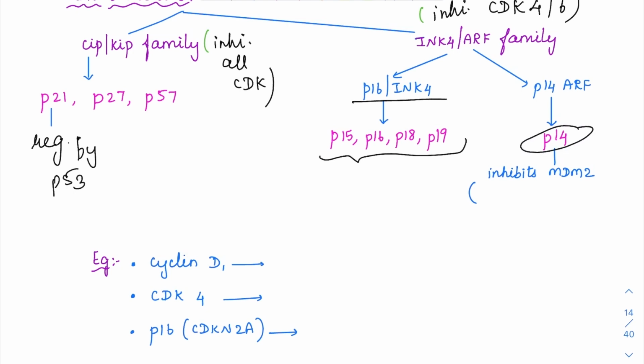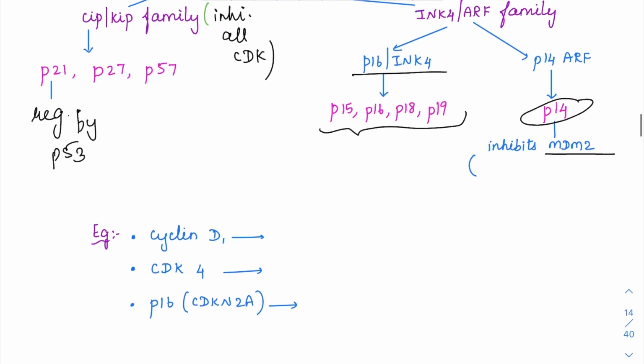And the function of P14 is to inhibit the MDM2 protein. So MDM2 normally causes degradation of P53, but when P14 is there, it is going to inhibit MDM2 so that P53 is going to be active. Got it? So let's see the mutations associated with the cell cycle regulators. So this was the topic proper actually.